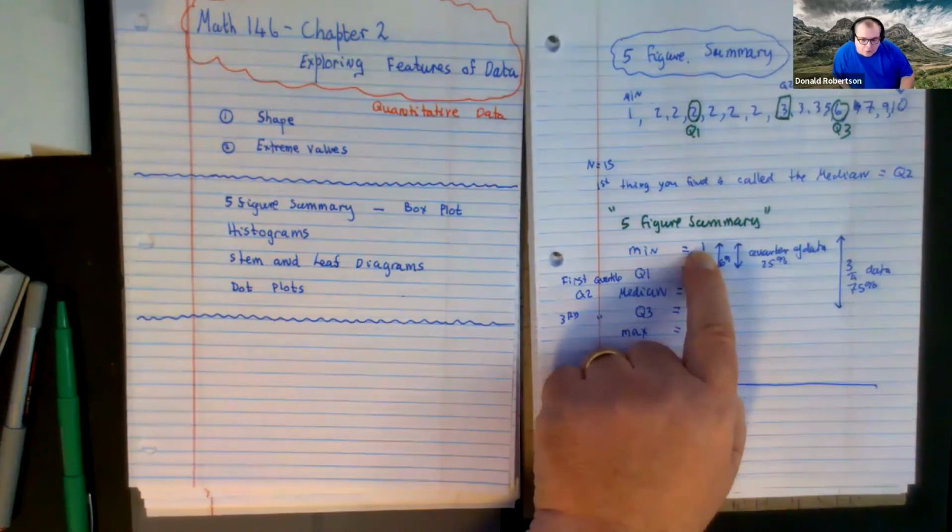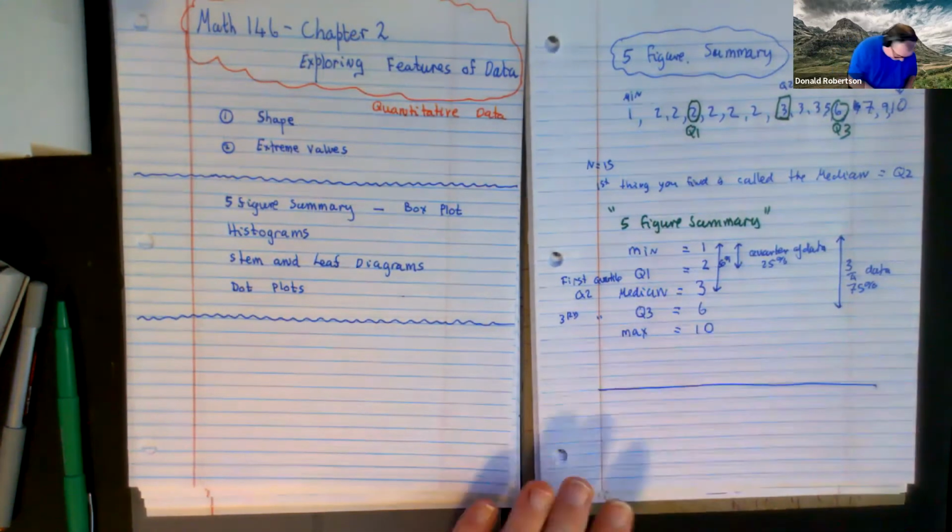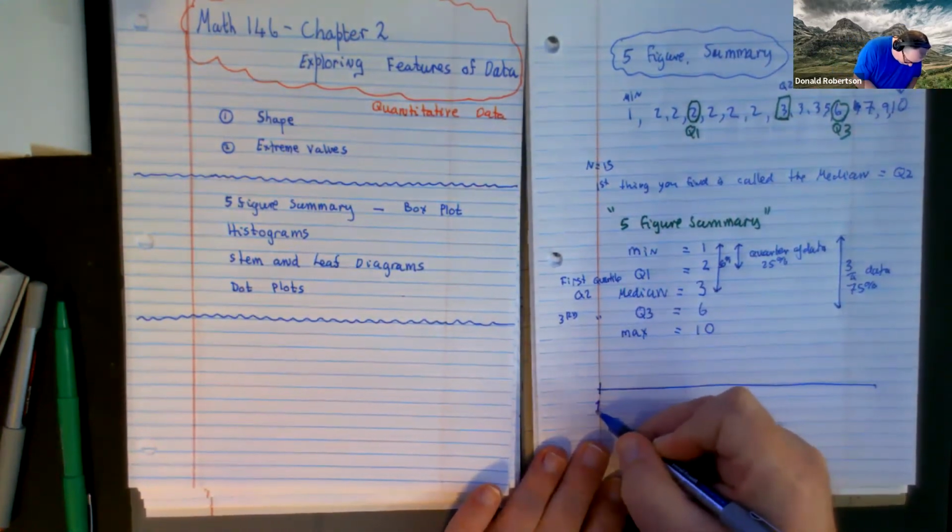The data I have got goes from a minimum of 1 to 10. So you draw what's essentially a ruler.